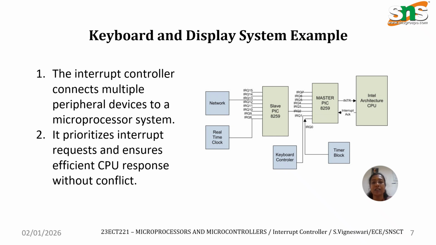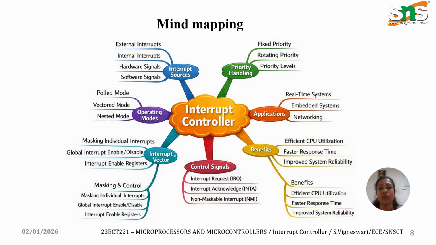Example, keyboard and display system. So let us understand this with a simple example. In a keyboard display system, the keyboard generates an interrupt when a key is pressed. The display controller may generate an interrupt for refresh. The timer may generate a periodic interrupt. Now the interrupt controller receives all these requests, prioritizes them and sends the appropriate interrupt to the CPU. This ensures no data is lost and no device is ignored.